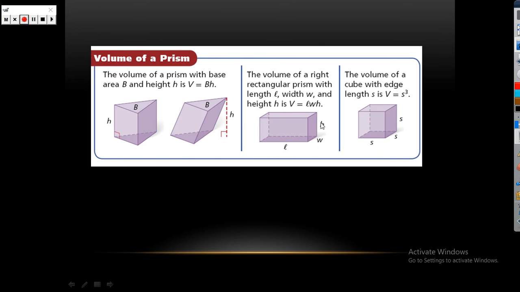The last one is the volume of a cube with edge length S. All the edges of a cube are equal, so the volume is S cubed, S times S times S.